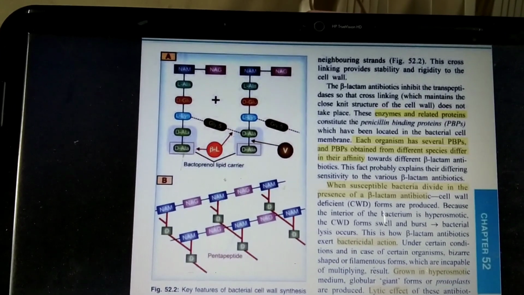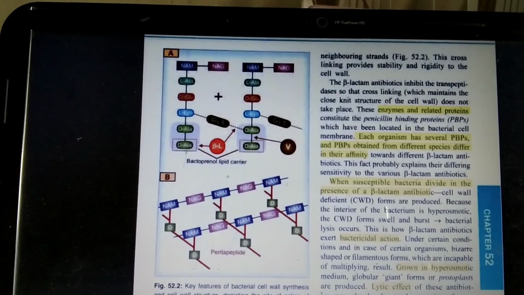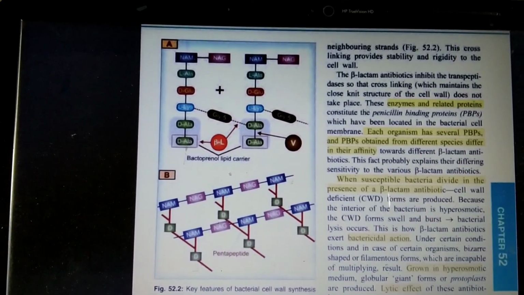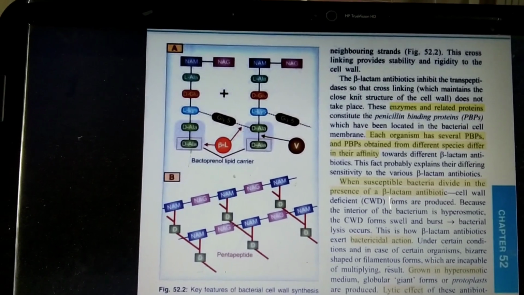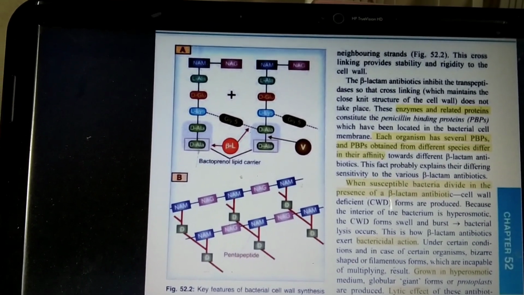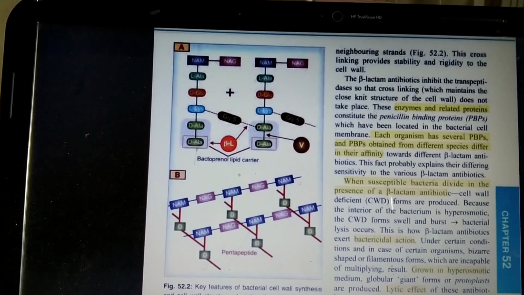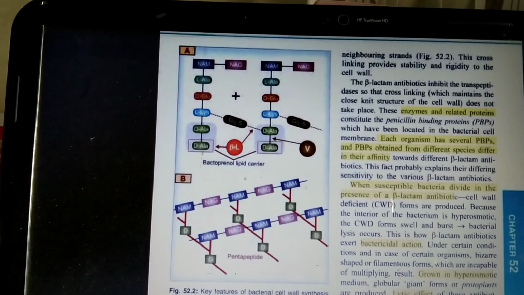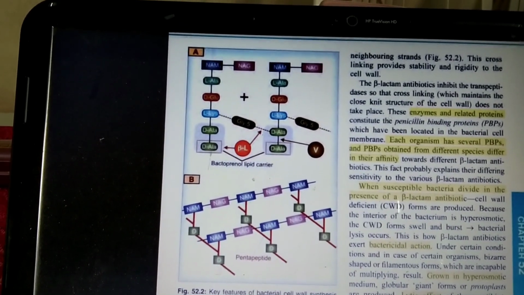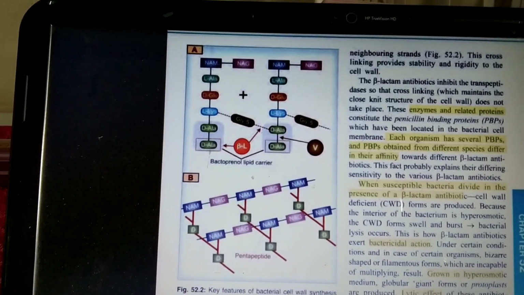So as you can see, this is the diagram depicting bacterial cell wall synthesis, how the cell wall synthesis takes place by the transpeptidation reaction, which is very essential for the cell wall synthesis. And beta-lactam antibiotics inhibit this transpeptidation reaction by inhibiting the enzyme transpeptidase. So in this way cell wall synthesis does not take place and cell lysis occurs or cell death takes place.